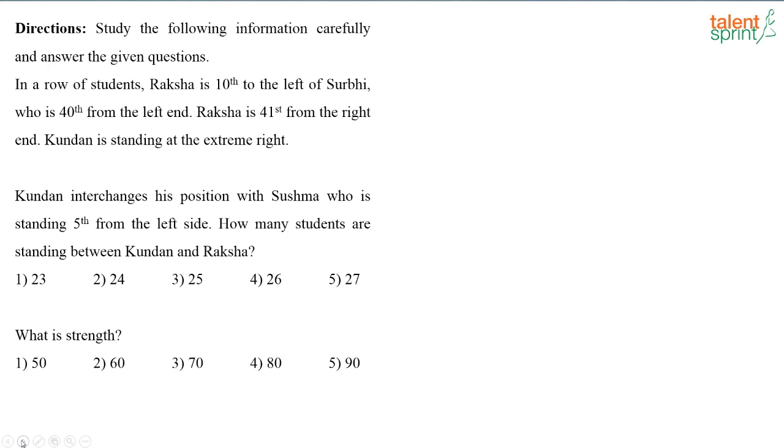Now let us first try to draw the diagram, the line, in a row of students. Raksha is 10th to the left of Surabhi, who is 40th from the left end. So if this is Surabhi, Surabhi is 40th from the left end, and Raksha is 10th to the left of Surabhi. So Raksha is somewhere here. She is 10 positions before Surabhi from this end of the line, or I can say Raksha is 30th from the left end.